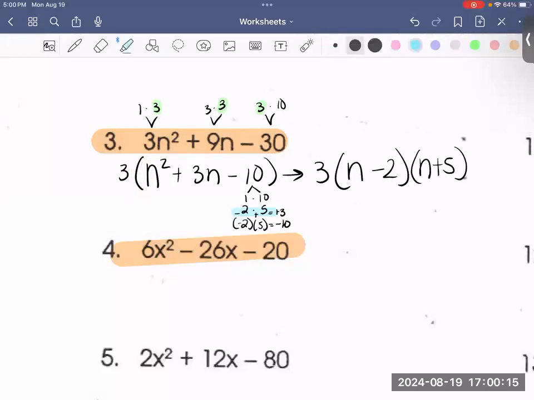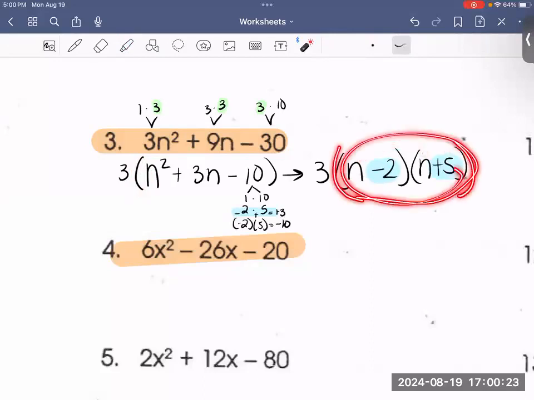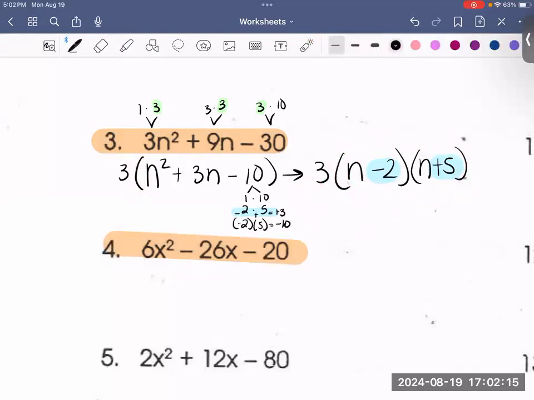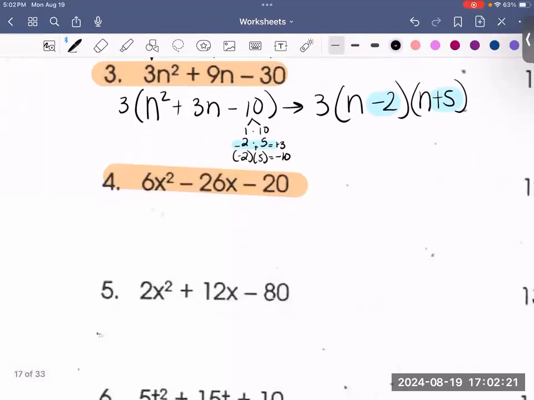Now, a great way to double check that we got it correct is just to FOIL it back in. So starting with your parentheses and then distribute your 3 first. All right, let's try number 4. So again, as much as you need to pause the video.